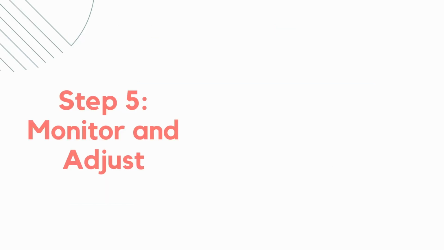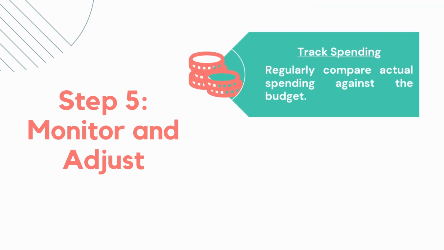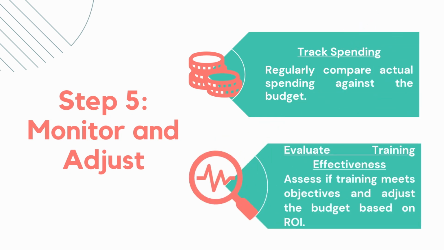As you begin implementing your training programs, it's essential to monitor your spending regularly. Firstly, track spending. Compare actual spending against your budget to ensure that you are staying on track. Next, evaluate the effectiveness of your training programs. This is done to determine if they are meeting their objectives. Based on these evaluations, you may need to adjust your budget to reflect the ROI of different programs. This ongoing monitoring and adjustment process helps you optimize your training budget over time.